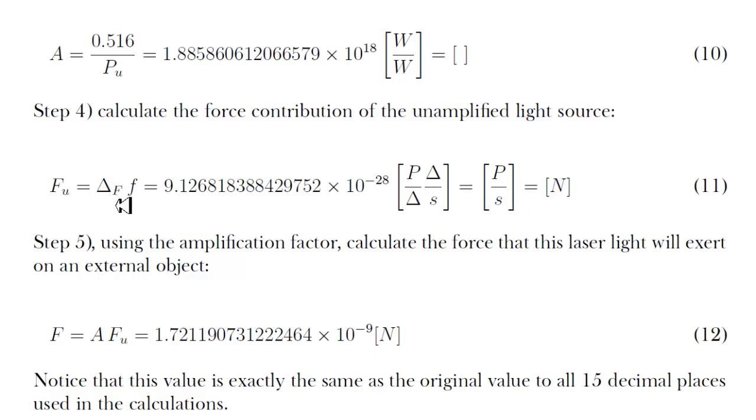Okay, so anyway, we've got the quantum of force multiplied by the frequency is equal to 9.1268, etc., times 10 to the minus 28 momentum per second, kilogram meters per second. Okay, this is the force. This has units newtons. So the delta force has units of momentum. So here P stands for momentum, and I don't like using P here.